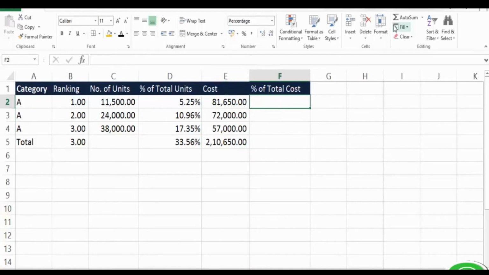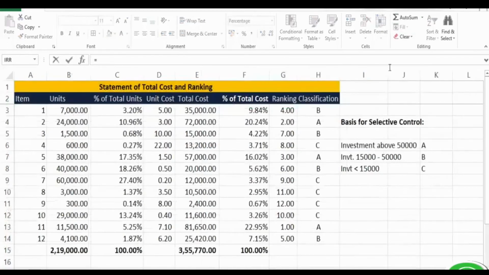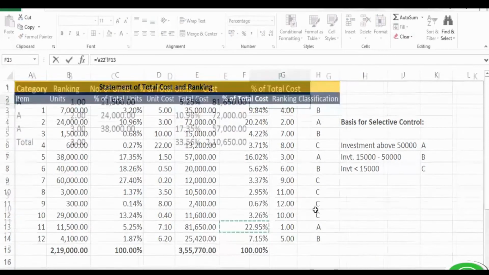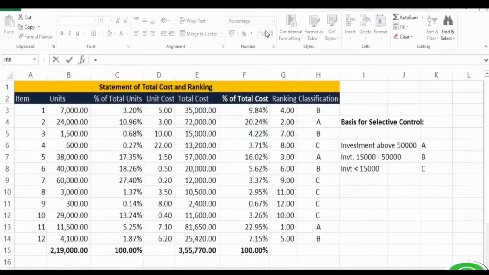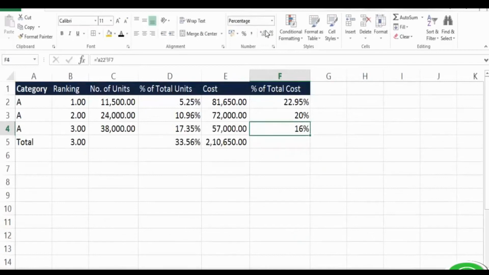And what about the percentage? Let's pick up the percentage also. For rank 1 the percentage is 22.95%. Let me keep it with 2 decimals. And for rank 2 it is 20.24%, and for rank 3 it is 16.02%. So if I total this, what is the position? It is 59.21%. So note this, the items in category A are only 3 in number.